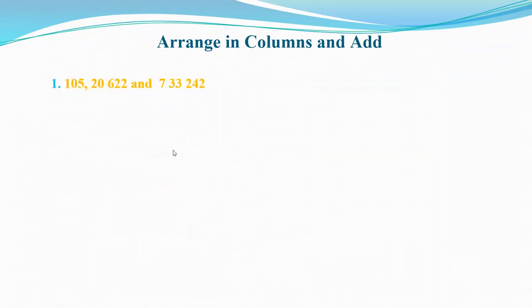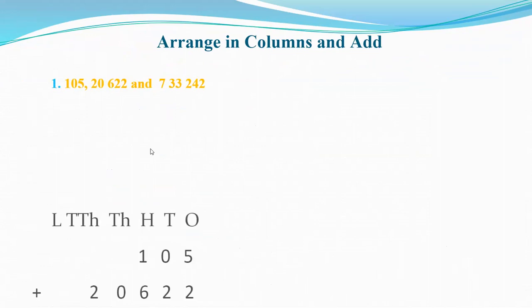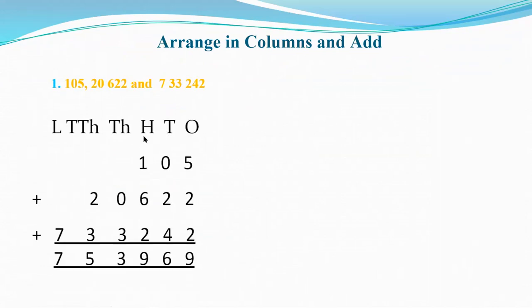I'll show you the next topic about addition, where we write the numbers in columns, then we do the addition. In columns means we write ones, tens, hundreds, thousands. Here in example number 1, I have taken these 3 numbers. We will add them to get the sum. First of all, on the top, we will write ones, tens, hundreds, thousands, ten thousands, lakh. Then the first number is 105. So 1 should be under hundreds, 0 is tens, 5 is ones.